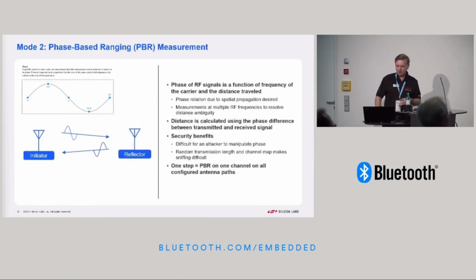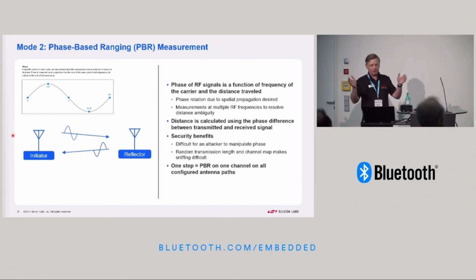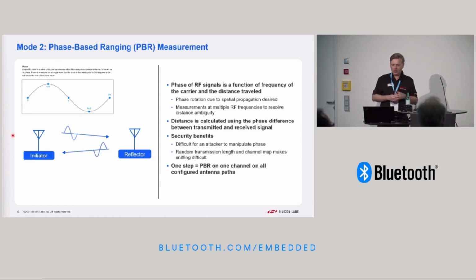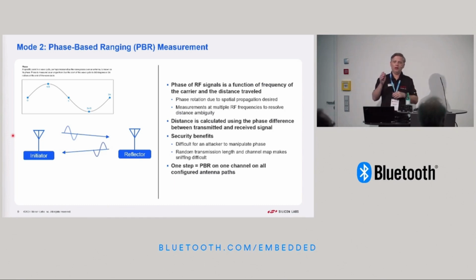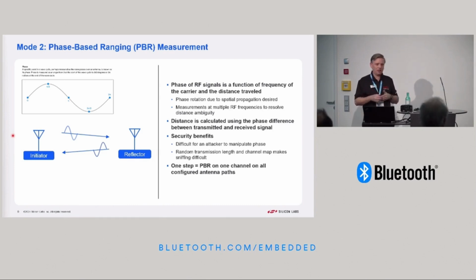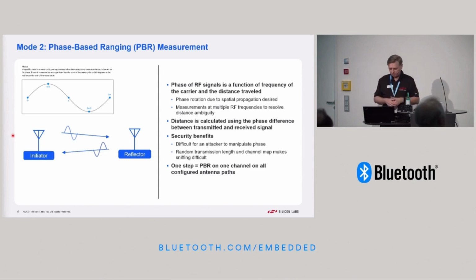relay attack. In mode 2, phase-based ranging, you're basically sweeping across the channel sounding 2.4 gigahertz spectrum. Up to 72 channels can be used, and at each of those channels, all of the configured antenna paths are exercised. And so, key to remember is one step in PBR is going to exercise each of those antenna paths. So, for instance, if you have a configuration with 4 antenna paths, there's going to be 4 exchanges between initiator and reflector per step.